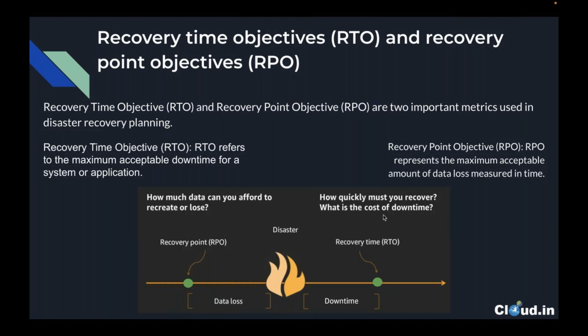Next point, we have the recovery point objective, that is RPO. This basically represents the maximum acceptable amount of data loss that is measured in time. So this defines the point in time to which data must be recovered after a disruption or disaster. So RPO quantifies the amount of data that an organization is willing to lose in the event of a failure.